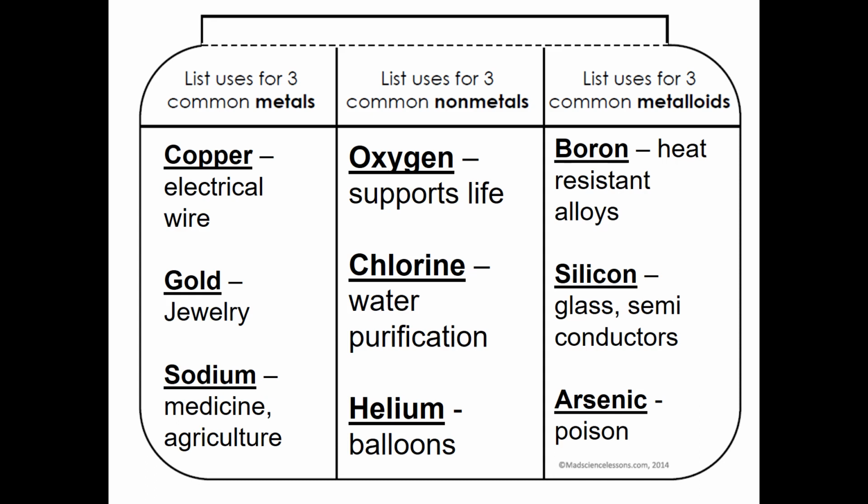Non-metals would be like oxygen, which is what we breathe, and chlorine, that we use to purify water. We use it in swimming pools. And then helium is found in balloons. And then a few metalloids would be like boron and silicon. There's a lot of silicon in computers also. And then arsenic is actually poisonous, so you'll find it in poisons.